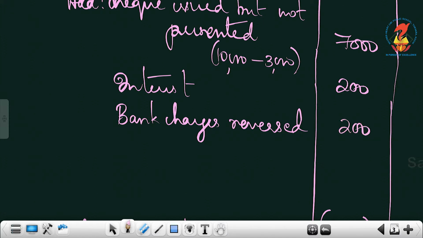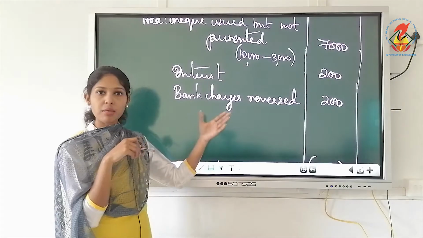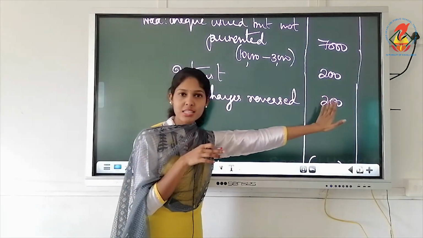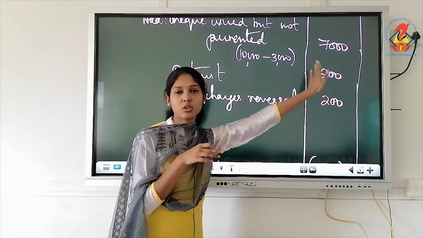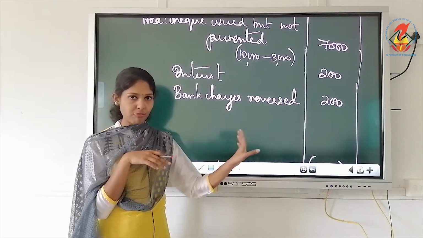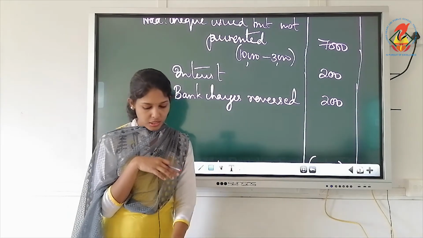You don't have to worry about what to be written in particulars column, that anything you can write. Anything means question itself you can write. What you have to consider is whether particular figures are to be added or deducted. But particulars column also you have to write, you can't leave it blank.